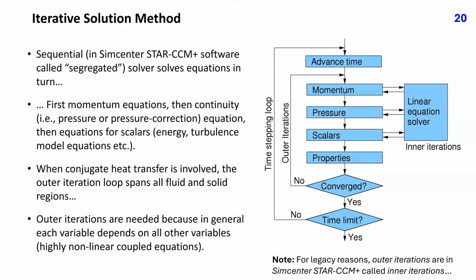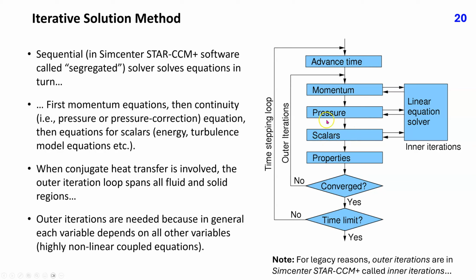The sequential solver of SIMPLE type solves equations in turn. In SimCenter Star-CCM+ software, this solver is called segregated. First, momentum equations are solved. Then, the continuity equation, that is the pressure correction equation, then equations for scalars, like energy, turbulence model equation, etc., as shown in this diagram.